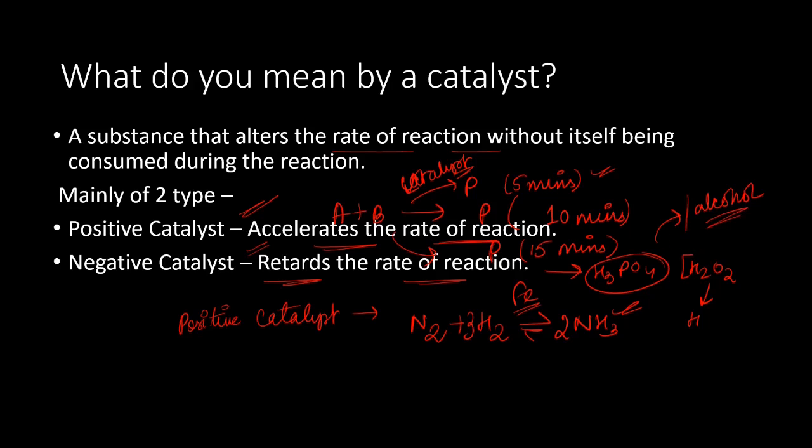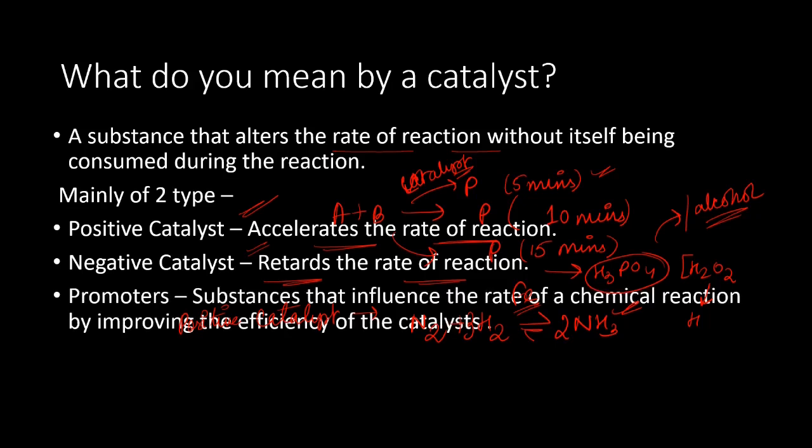Just remember the names of the examples. A negative catalyst is not that common. We require them only when we don't want the reaction to go very fast. We need to slow it down. Then only this takes place. Otherwise, a positive catalyst is the one which is mainly used.